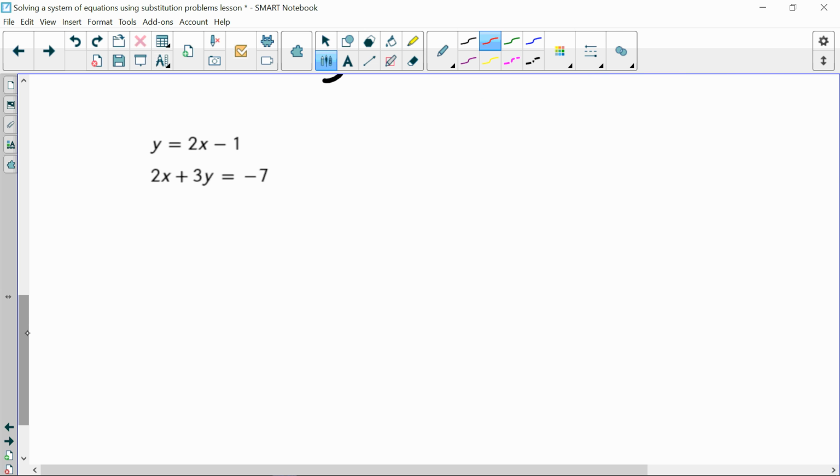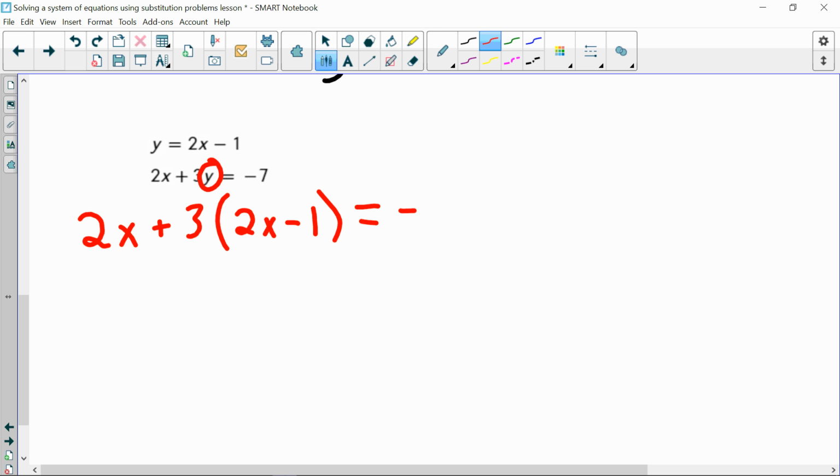Same process. So y is equal to 2x subtract 1. So I'm just going to start solving. I'm going to do this a little quicker. 2x doesn't go anywhere, 3 doesn't go anywhere, but now I can replace this y with what y is equal to, which in this particular equation is 2x subtract 1. And then I still have the negative 7.